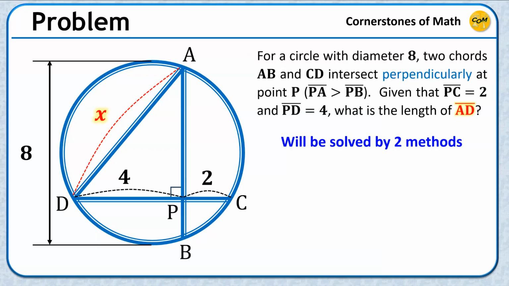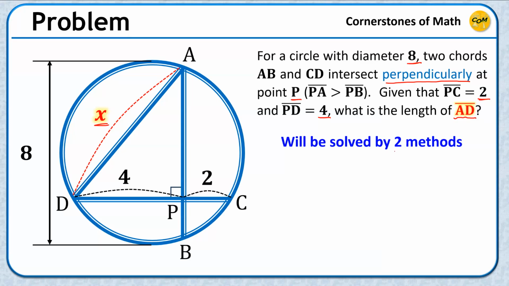Today I got this nice little geometry problem which looks simple, but not as simple as it looks. You have to do some work here. So the problem is, for a circle with diameter 8, two chords AB and CD intersect perpendicularly at point P. Given that the length of line segment PC is 2 and the length of line segment PD is 4, what is the length of AD, denoted as x in the figure?